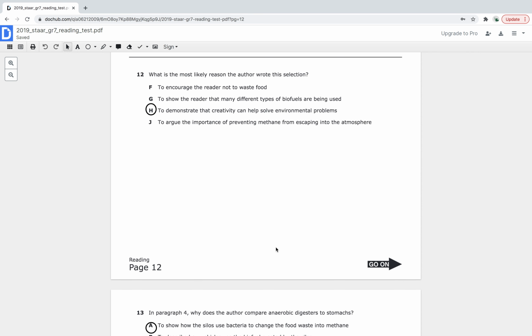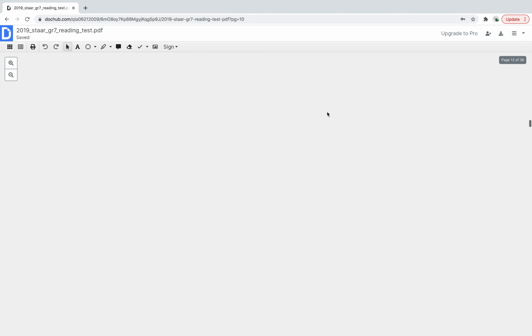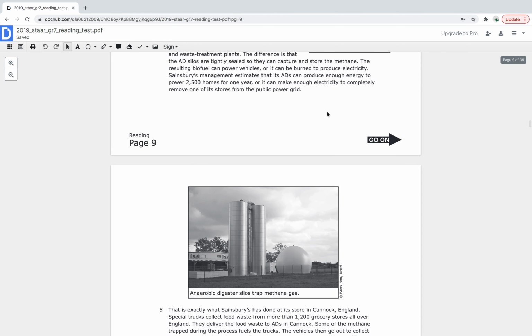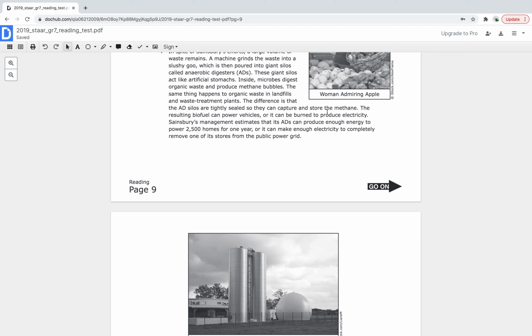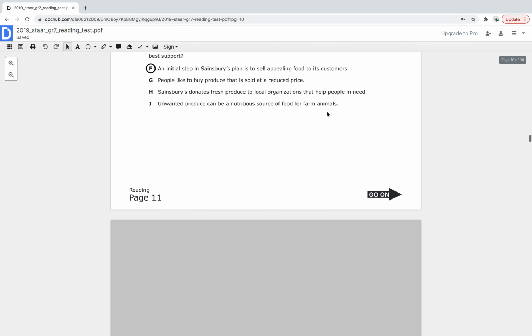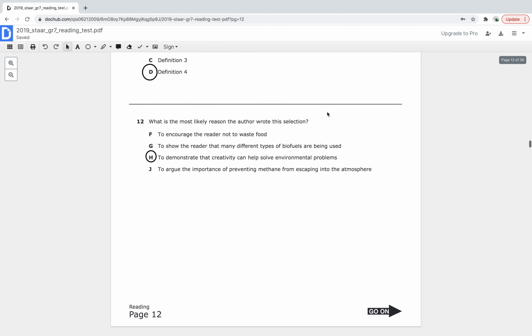Why did the author most likely write the selection? The answer is to demonstrate that creativity can help solve environmental problems. Okay, why? First off, the story talks about the creative way, which is using methane, and then you can fuel trucks and stuff, and it solves the problem, which is food waste.